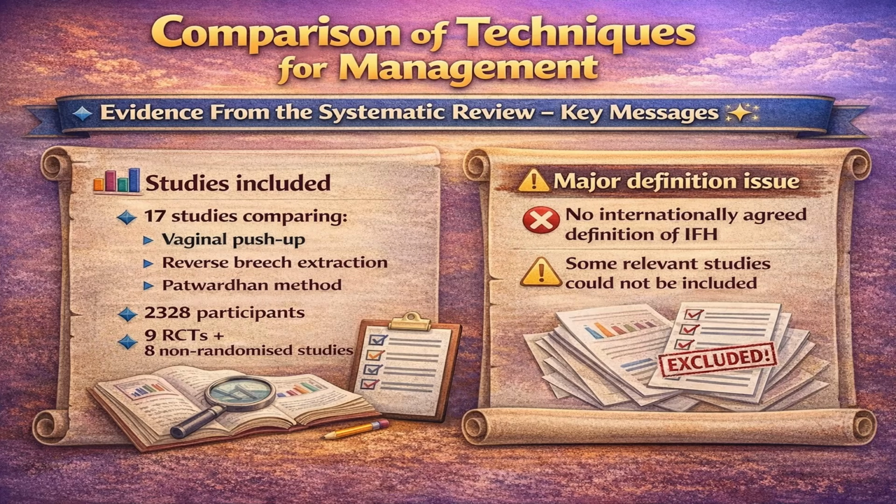Now, here we have the comparison of the techniques for management. Evidence from the systematic review is a key message. Different studies were done, 17 studies comparing the vaginal push-up, reverse breech extraction and Patwardhan method. 2,328 participants were there, 9 randomized controlled trials and 8 non-randomized controlled trials. The major definition issues were there. There was no internationally agreed definition of impacted fetal head, and some relevant studies could not be included.